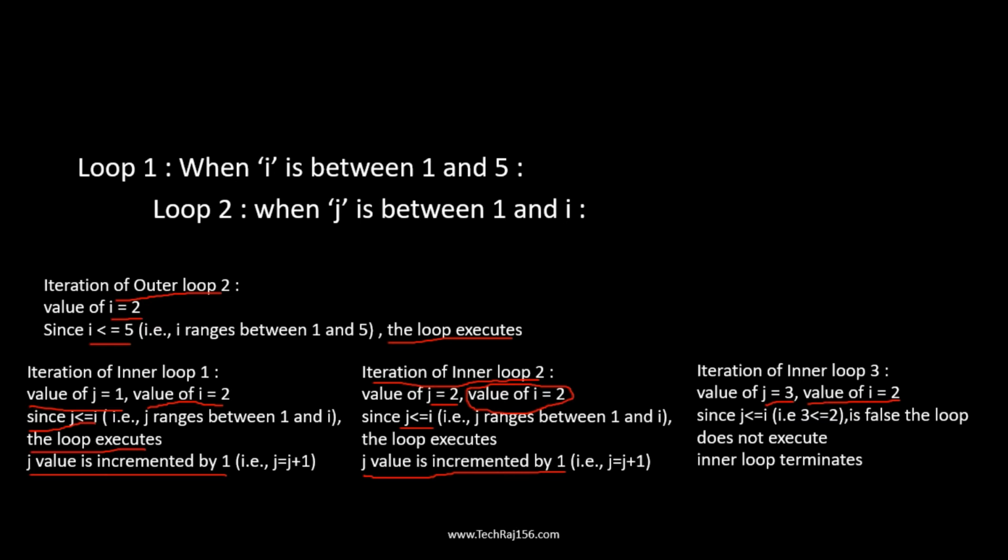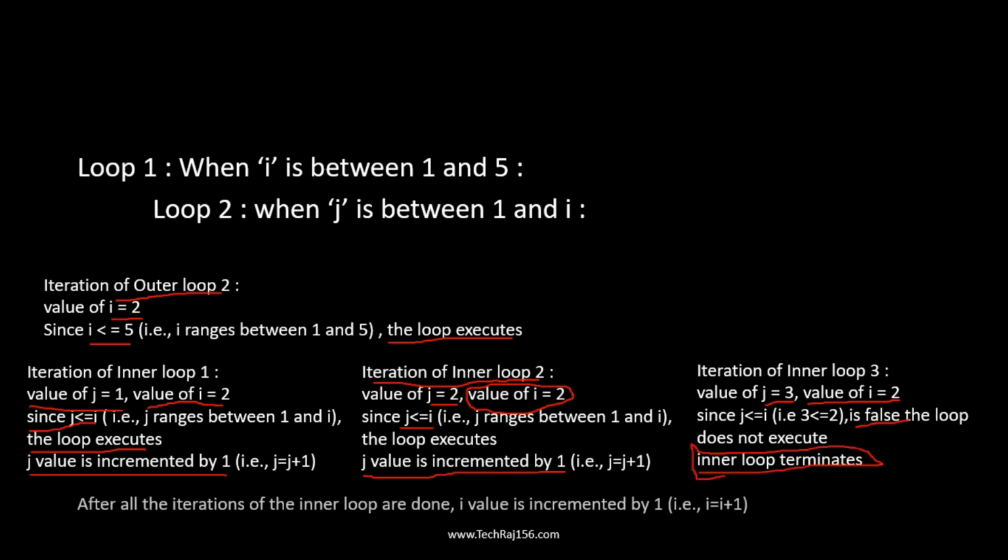So 3 less than or equal to 2 is false, so the loop does not execute, and the inner loop terminates. Alright, so the inner loop is terminated, and what happens next? Yeah, you guessed it right. After all the iterations of the inner loop are done, the i value is incremented by 1.